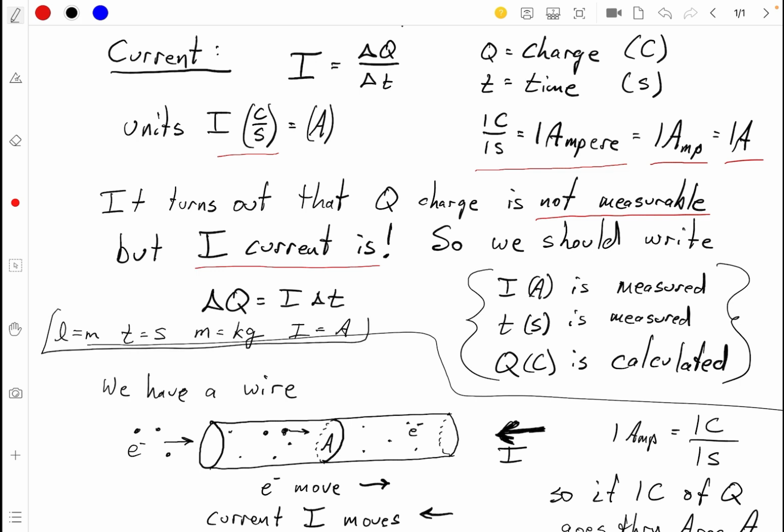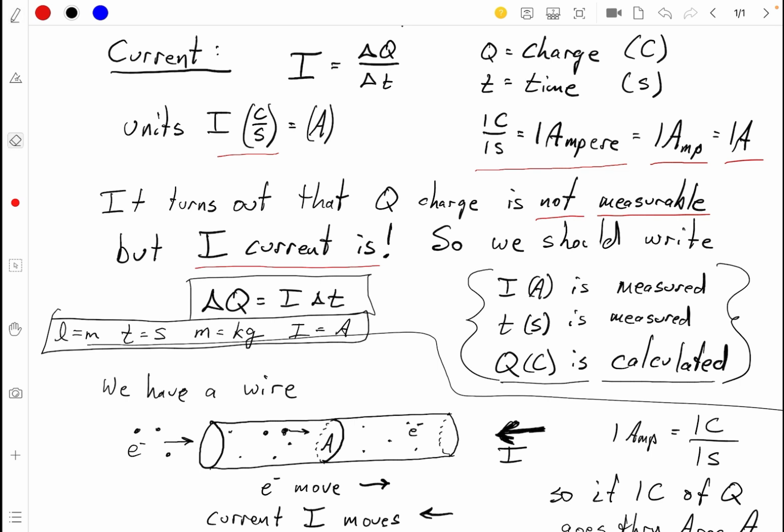These are the units, okay? You would think that charge would be the thing that was measured, but it really isn't. We can measure the current. We can measure the time, but we cannot measure the charge. So what we do is we calculate the charge, and when we go to do that, we use this equation. We have some measured current, some measured time, and we figure out how much charge.